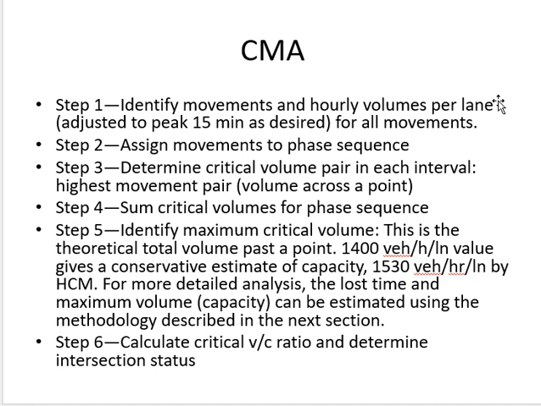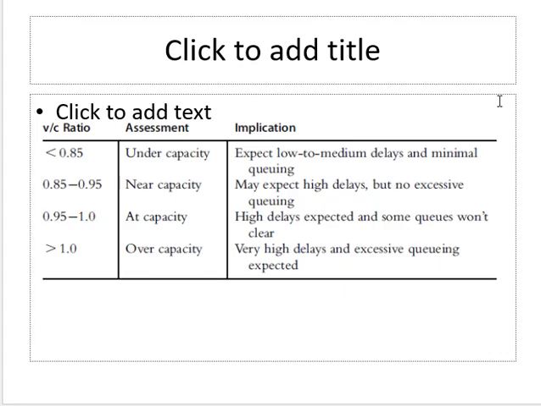So calculate the volume to capacity ratio. This is the volume, this is the capacity. Then you can find out the status of the intersection. If the total volume to capacity ratio is less than 0.85, we call it under capacity, and you can expect low to medium delay and minimum queuing.